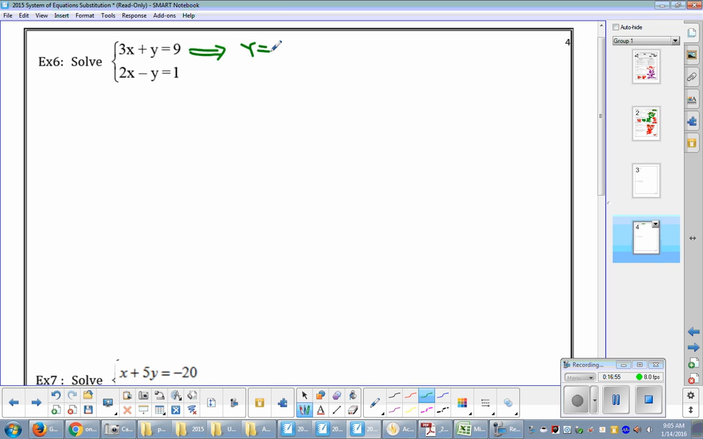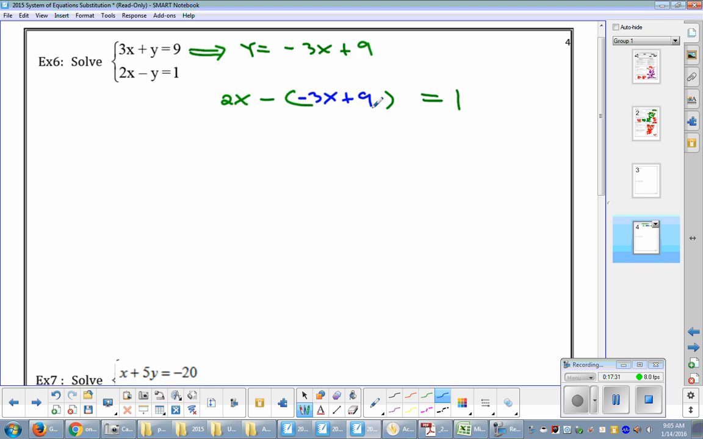So what is y equal to here? Negative 3x plus 9, right? Now use this y value and plug into your second equation, or to your other equation. So I will have here now 2x minus y equals 1. So I will replace the y value in my second equation by the y value that I have from my first equation. So the y value from my first equation is negative 3x plus 9.